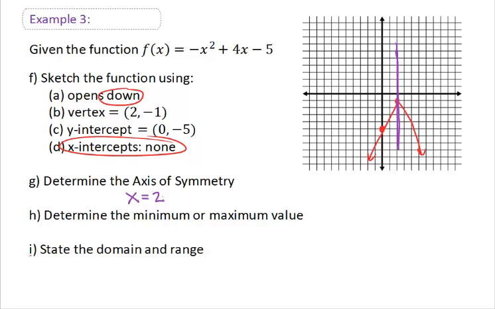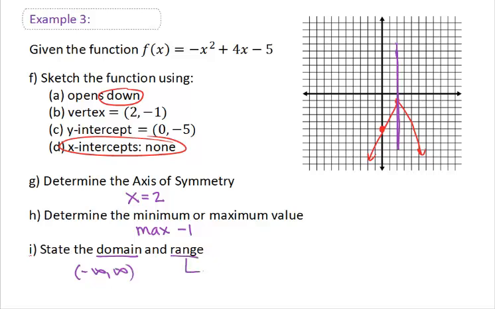In this graph, we have a high point. We have a top of the graph. So we have a maximum. And that high point of the graph is always your y-coordinate of your vertex. So we have a high point of negative 1. Domain is the x values. This graph goes forever left and forever right. So our domain is negative infinity to positive infinity.